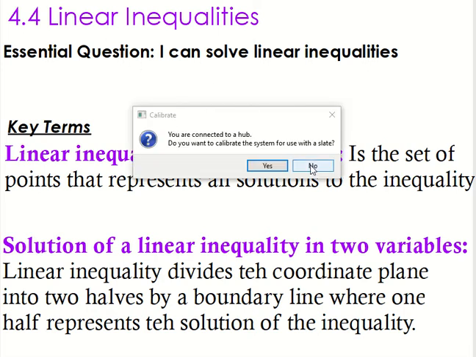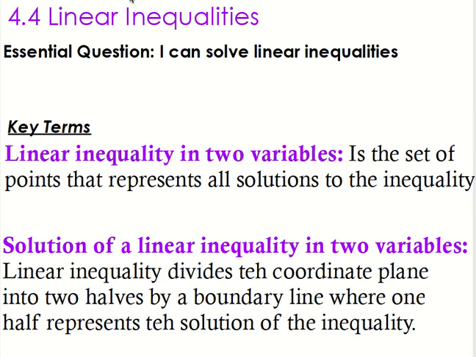All right. So, ladies and gentlemen, we're going to talk about linear inequalities. Here's your definition, and we say in two variables because we're dealing with linear inequalities with two variables x and y. So a linear inequality is a set of all points that represent all solutions to an inequality. An inequality is when we're replacing the equal sign with an inequality symbol.